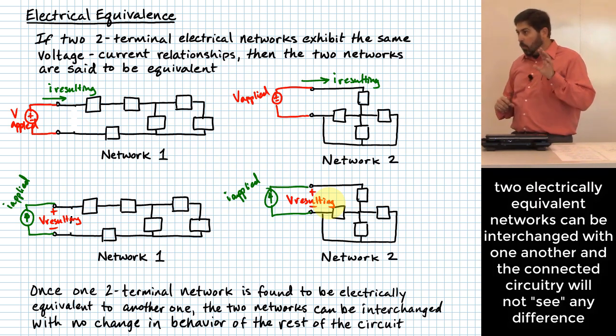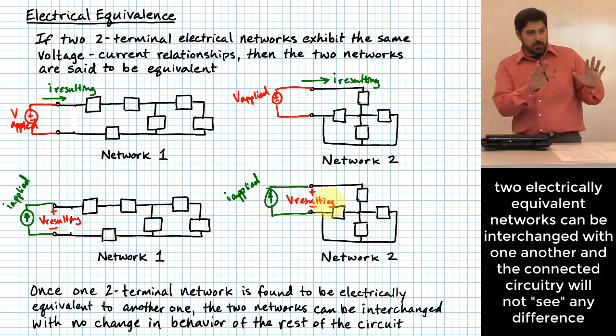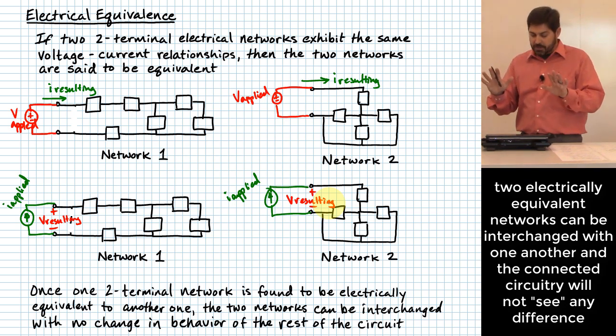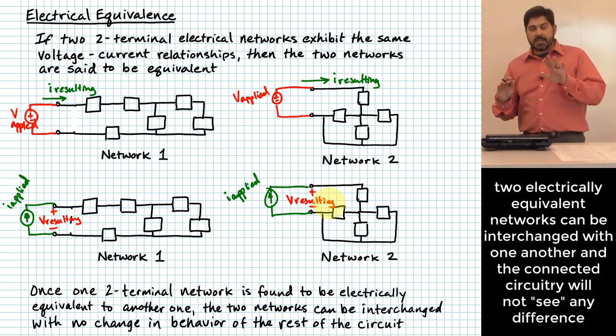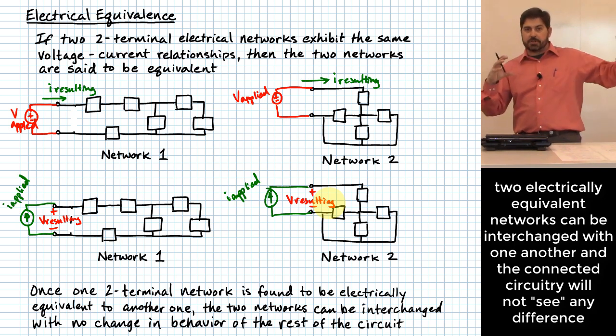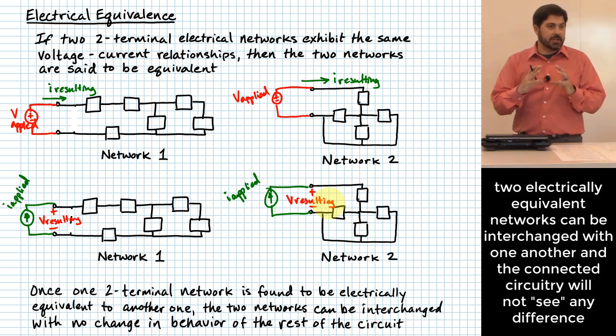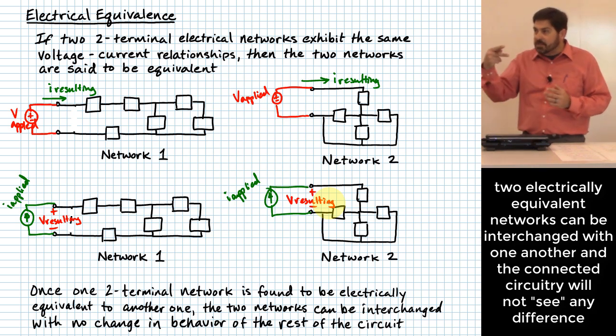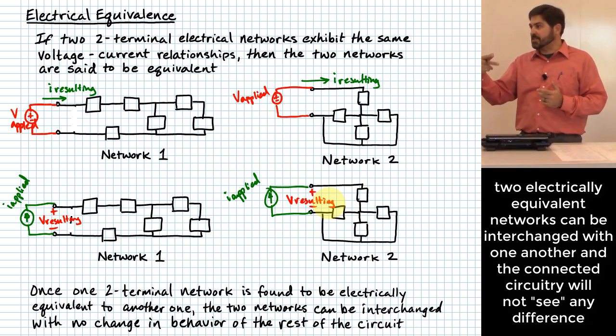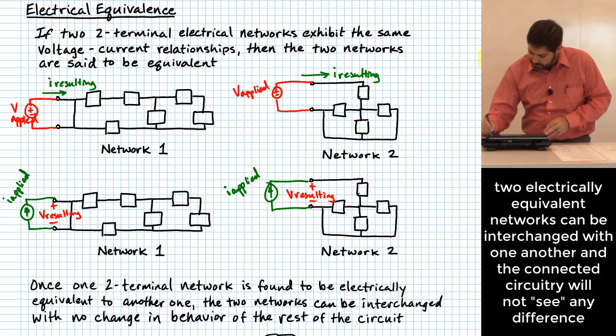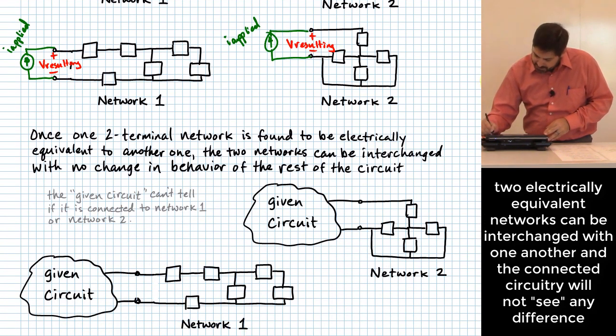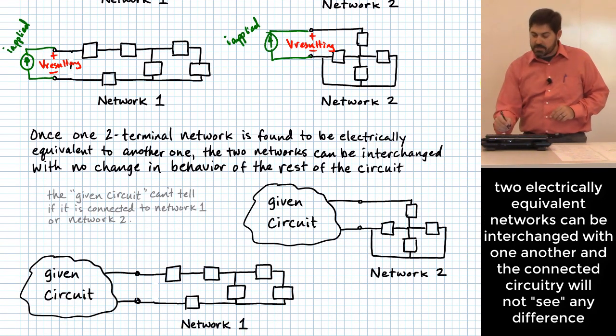Once we have determined that two networks are electrically equivalent to each other, what we can say is that when we hook that network up to other circuitry, it doesn't matter which of the two equivalent networks we hook up, the behavior as seen at the two terminals ends up being the same. So what I've got shown right here is imagine I take network 2 and hook it up to some circuitry.